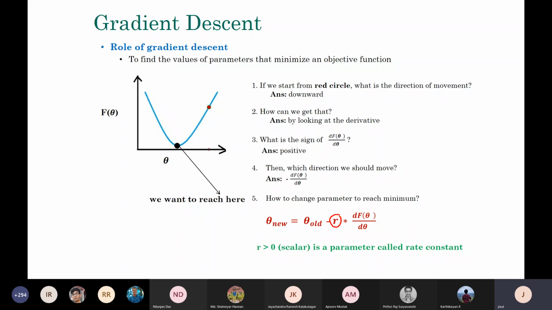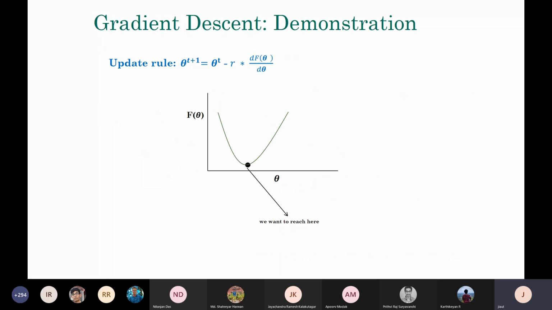We will see the consequences of different values of r in a moment, but let us look at a small demo in the next slide to understand what is happening. It is the same old picture that I had in the last slide. I start off with this, here is my starting position. Now you apply this gradient update rule that you can see on the top: theta t plus 1 is theta t minus r into the derivative with respect to theta. If I do the first update, I will be somewhere here. Second update, I will be somewhere here, and so on and so forth.